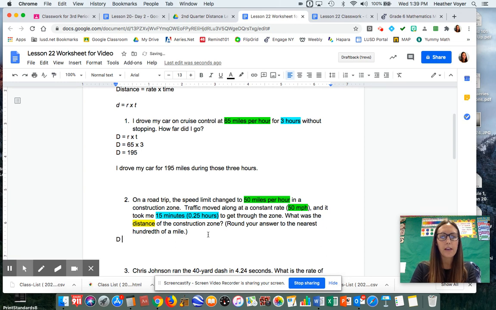Now, again, I want to use that equation, D equals R times T. So I'm going to just type that again for myself so I have it. And then what I can do is plug the information that I found from the word problem into the equation to help me know what I need to do to solve.